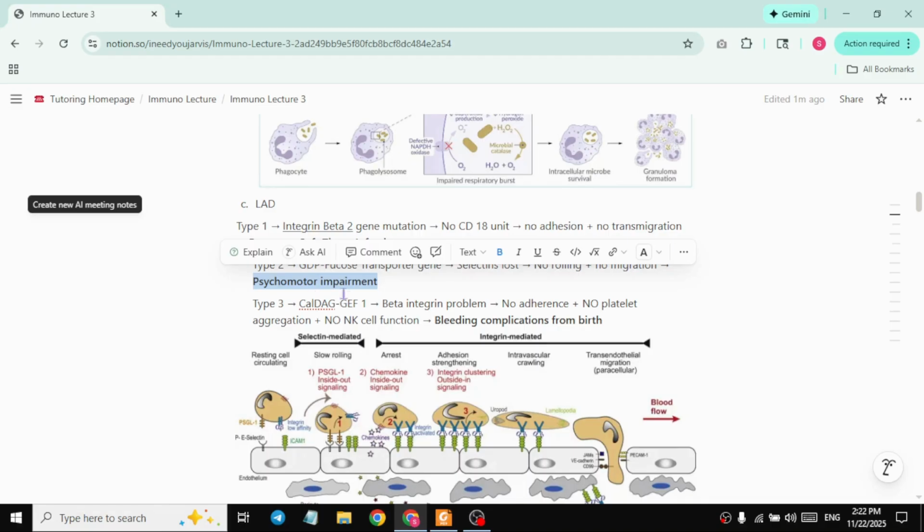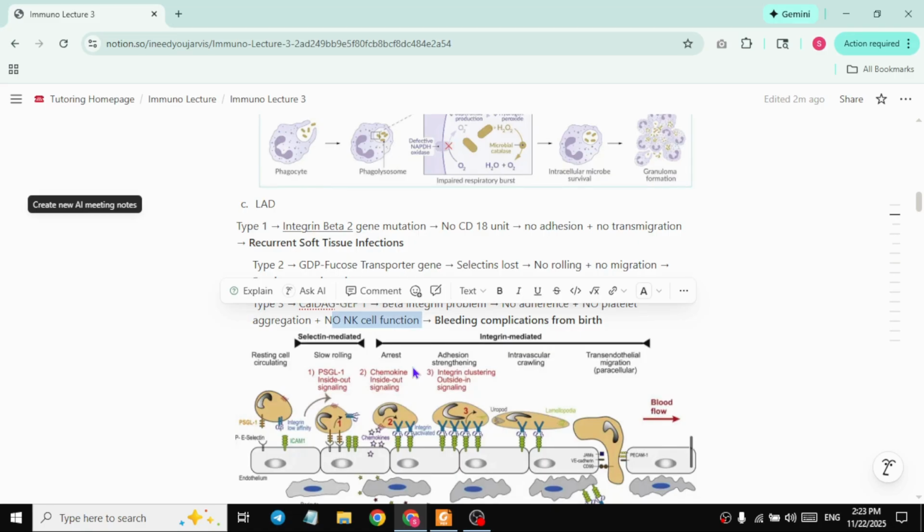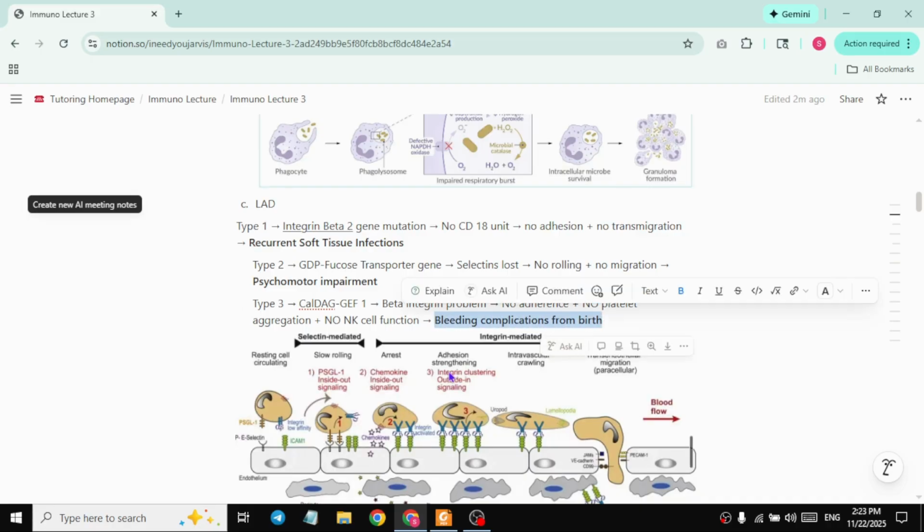Okay. Next comes type 3. I've given you the gene. It's the calcium DAG gene. I think it's more like a Gq pathway thing, right? Then you have a beta integrin problem, right? So what's happening here is there's no adherence that's going to happen. Again, the first area. But then you see that there's no platelet aggregation. There's no natural killer cell functioning, right? And here, the main thing that they like to focus on is bleeding complications, okay? Because the platelets are not going to be adhered to themselves and even the endothelium. That's the main thing that they're going for in type 3, okay?